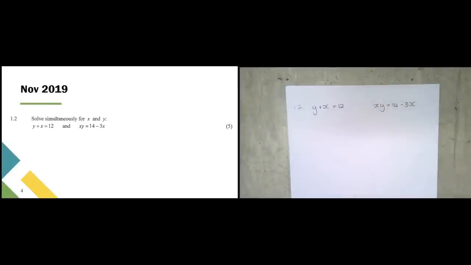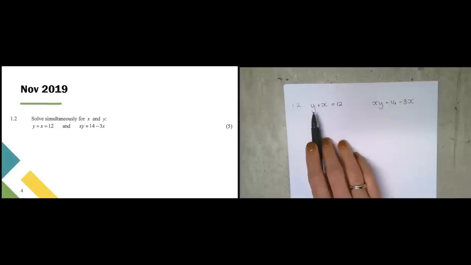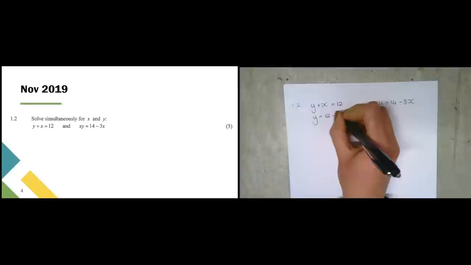What's my first step again? Change the subject of the formula. I can pick which equation I'm doing, and I can also pick if I'm making it x equals or y equals. If I look at the first one, my choice if I'm going to make it y or x equal, I'm going to go y again. So y equals 12 minus x. Equation 1 and equation 2.